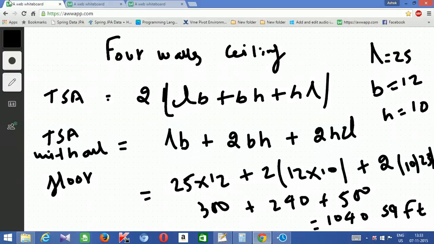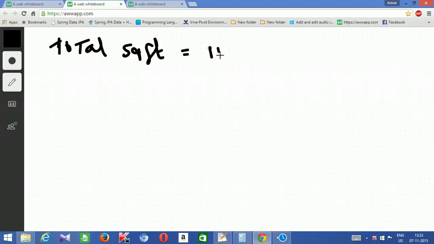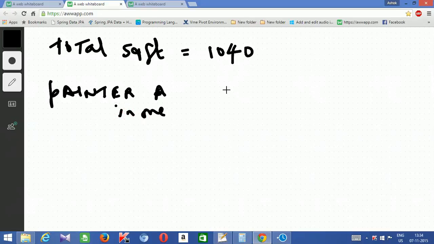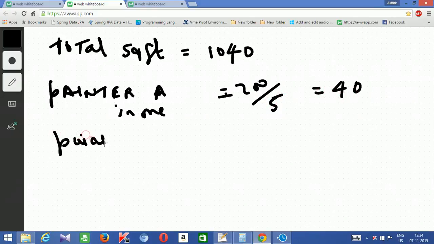Alright. So the total square feet, whatever has been calculated, is equal to 1040. Painter A's capability is that painter A can paint 200 square feet in 5 days. So painter A can paint in 1 day 200 divided by 5, which is equal to 40 square feet, painter A's capacity. And similarly, you need to calculate for painter B.